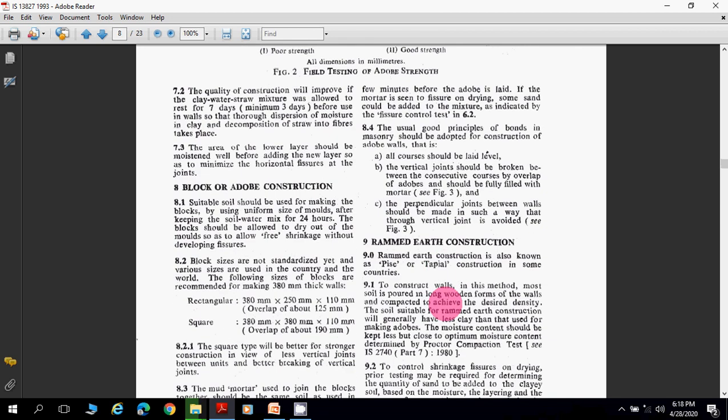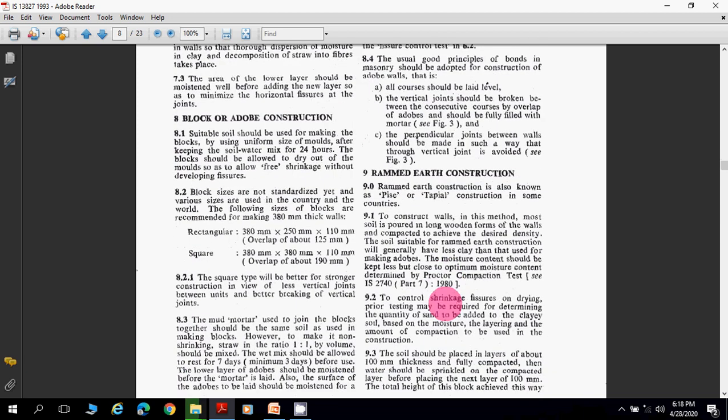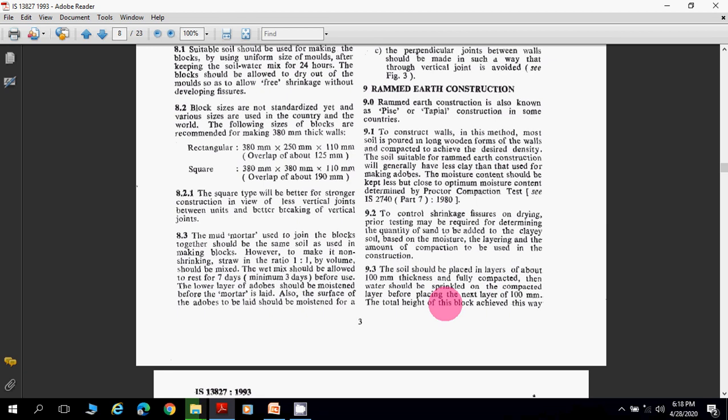Blocks or adobe constructions. So what type of adobes are to be constructed? There are two patterns, one is rectangular, one is square. The square pattern is to be adopted because it is better for strong construction, having fewer vertical joints and better breaking of vertical joints. And the mud mortar used to join the blocks together should be the same soil as used in making the blocks. And to make it non-shrinking, straw, which is bhusa, in the ratio of 1:1 by volume should be mixed so that it will not shrink.